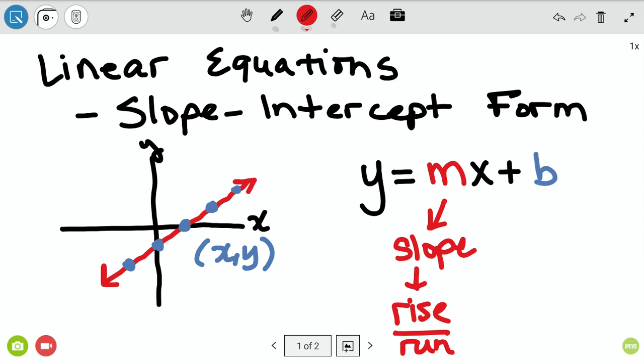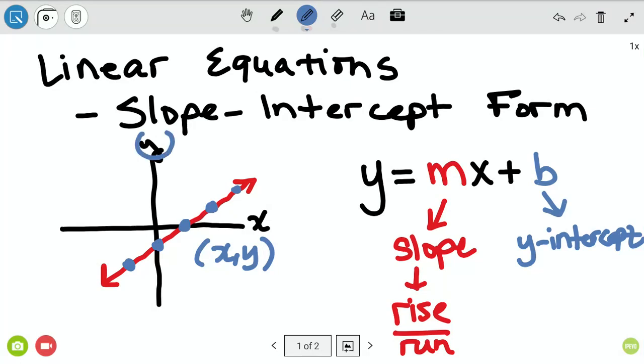So the m in y equals mx plus b, the m is always the number that's attached to the x, and it can be a fraction because that's okay, rise over run, right? We need a fraction, we need a top number and a bottom number. And then does anybody remember what the b stands for? Nobody? All right, the b is the y-intercept. The y-intercept.